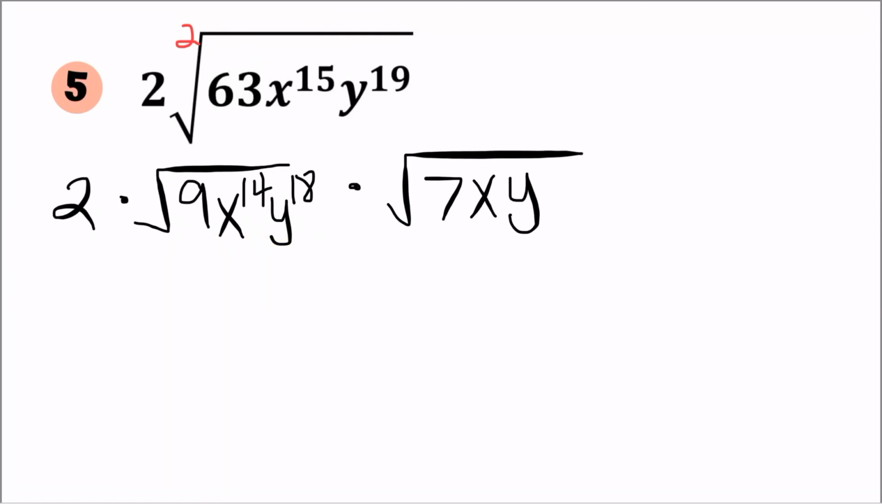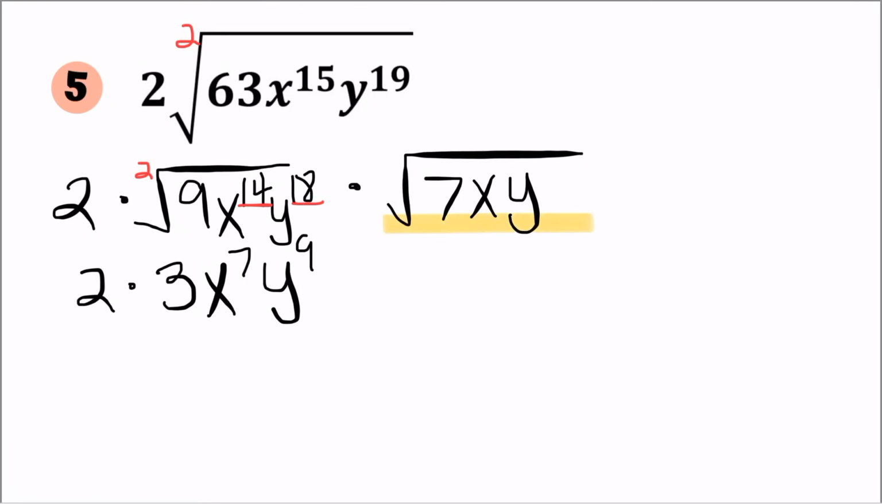So this becomes 2 times the square root of 9 is 3. I've got to divide my exponents by my index of 2, so 14 divided by 2 is 7, so this is x to the 7th. And then 18 divided by 2 is 9, so this is y to the 9th. And I can't simplify the second radical, so I'm just going to bring that down. The square root of 7xy.